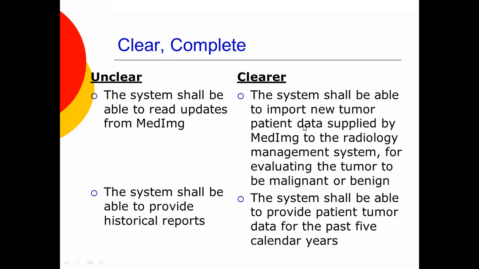So this is clear. And if we have only the statement about updates, then we cannot say, because we don't have the previous data in this case. So we can say it is unclear. The system shall be able to provide historical reports. Now, the system shall be able to provide patient tumor data for the past 5 calendar years. This statement is not so clear by itself, but it is clear because the time is given, past 5 calendar years, and we can then easily compare that data. So, clear and complete.